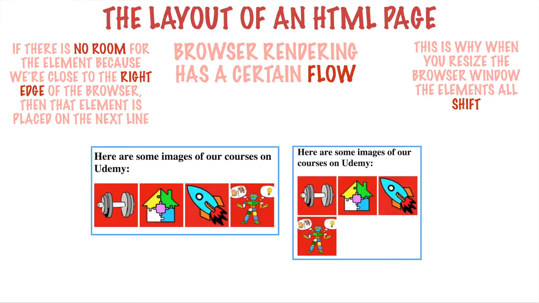Part of the text has moved to the next line and one image has moved to the next line because there was no room for that image to the very right of the page. This is the default browser rendering flow.